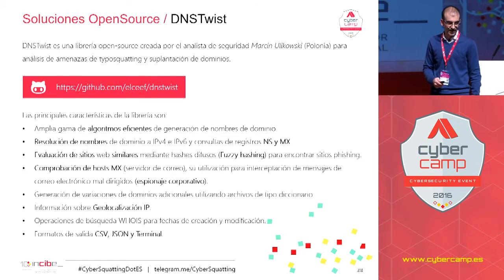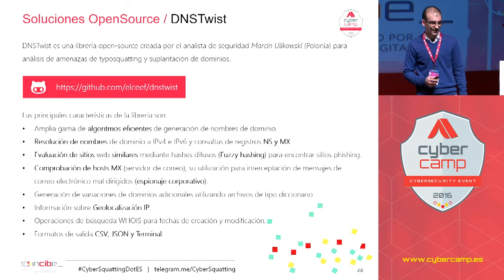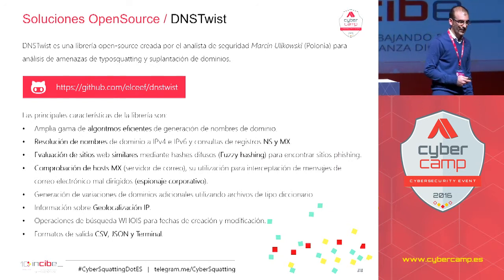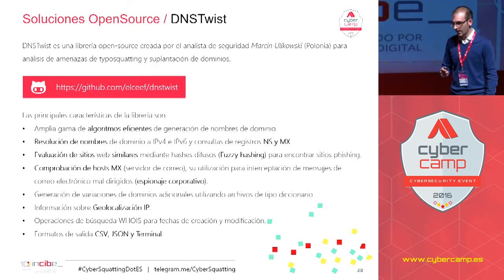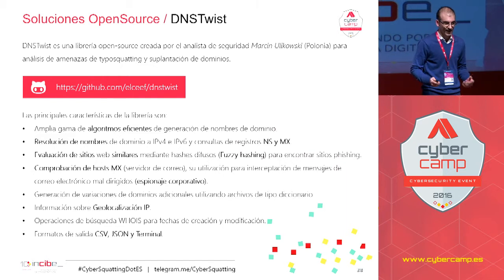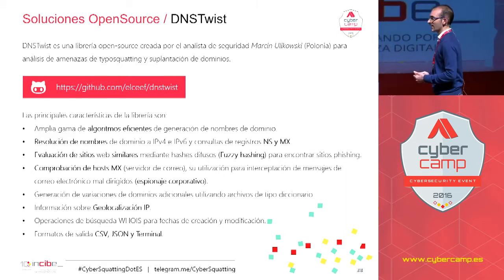Here you see the repository where it is located. It's on GitHub, and the main feature is that it has a large range of varied algorithms that will allow you to get a large amount of typographic variations, typo variations.